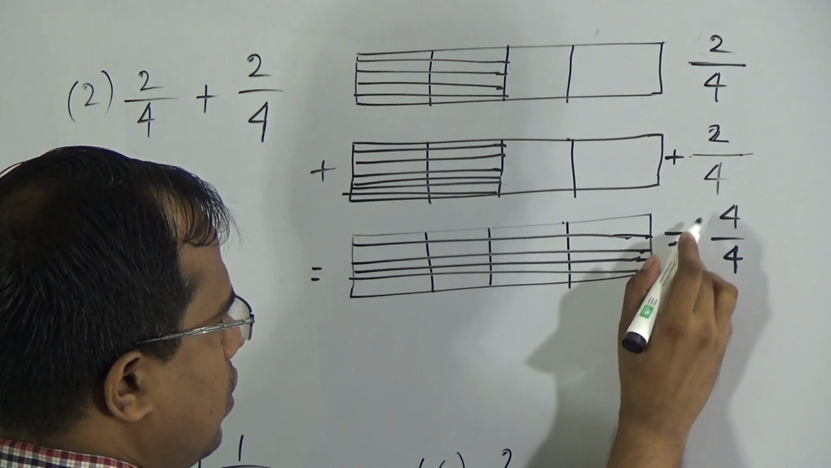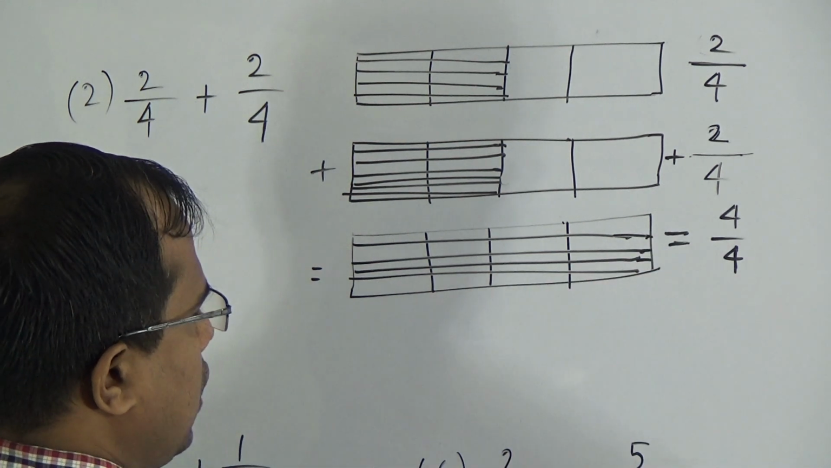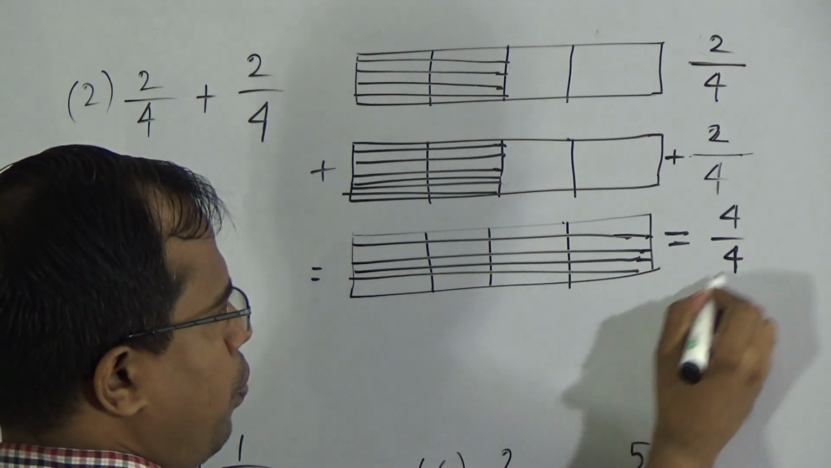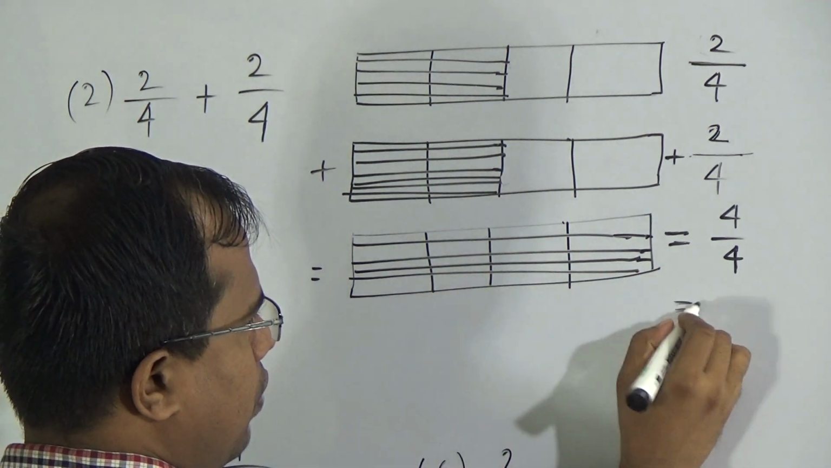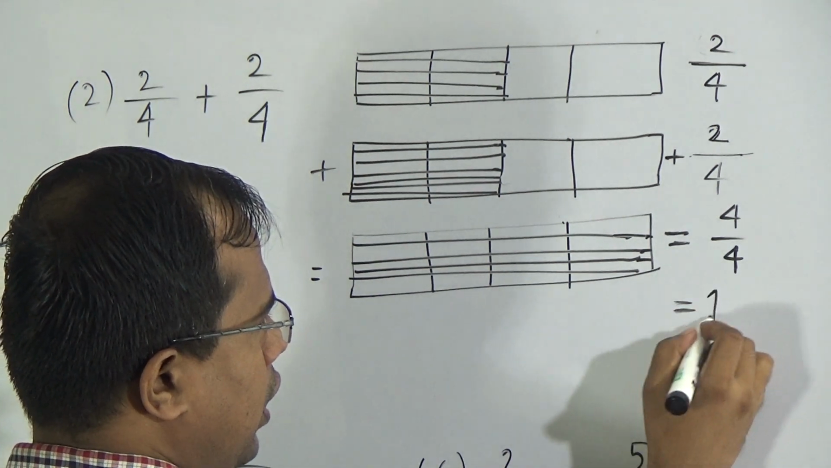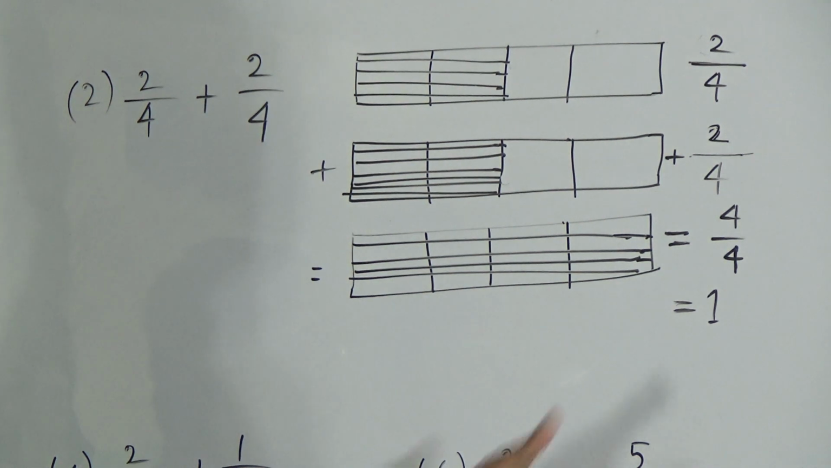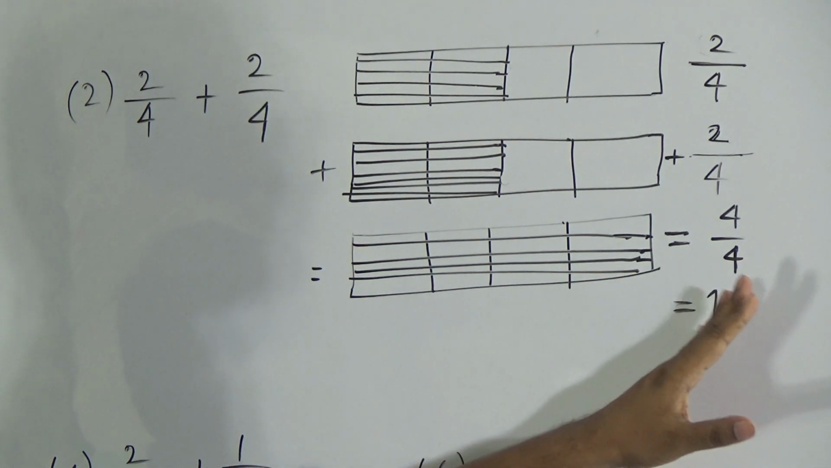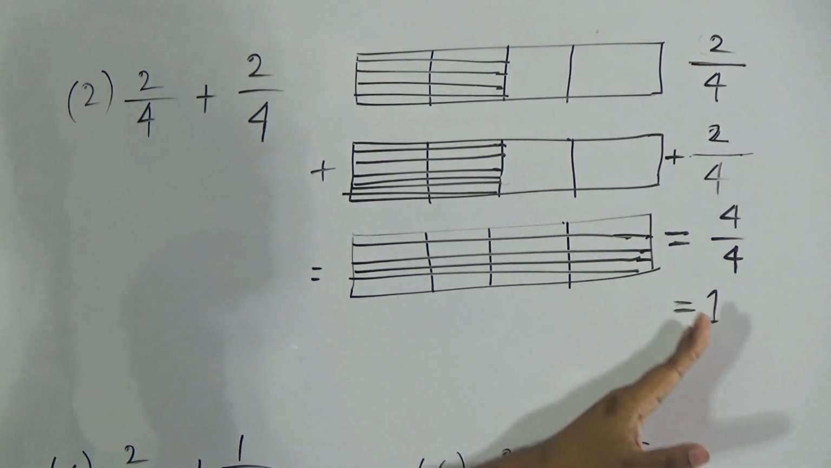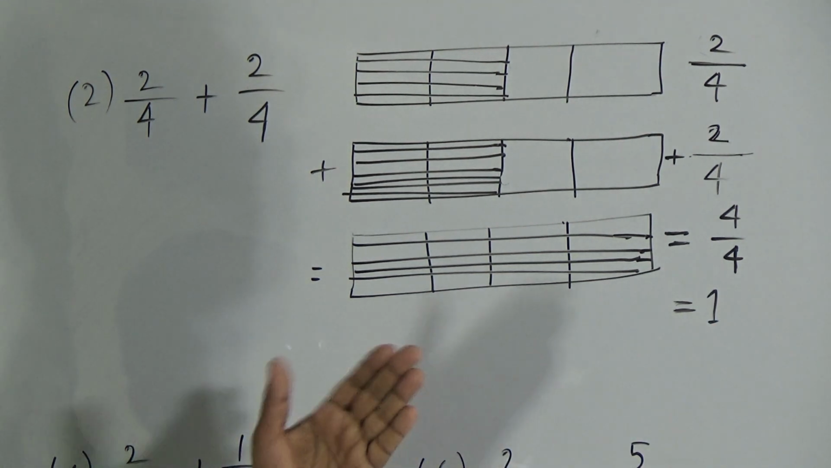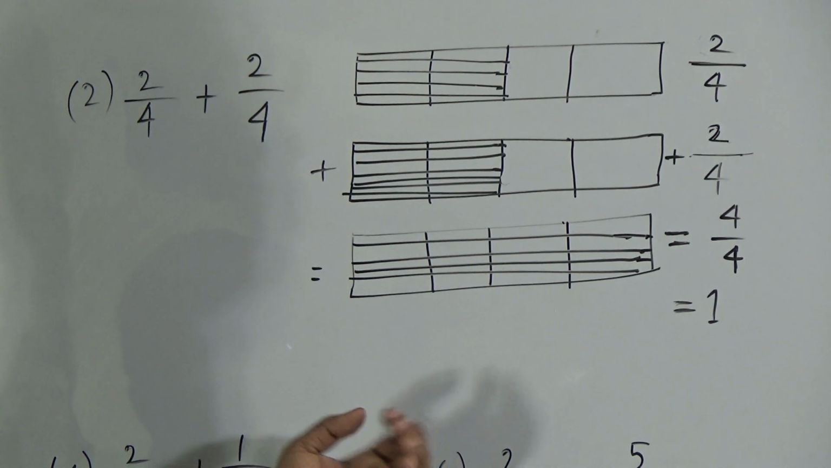Dear students, you are watching that 4 out of 4. This is equal to the full part of the bread, and full part of the bread means 1. That means we can write 4 by 4 equal to 1. When the numerator and denominator of a fraction are equal, then we can write its value as 1. If the numerator is 10 and the denominator is also 10, then we can write it as 1.